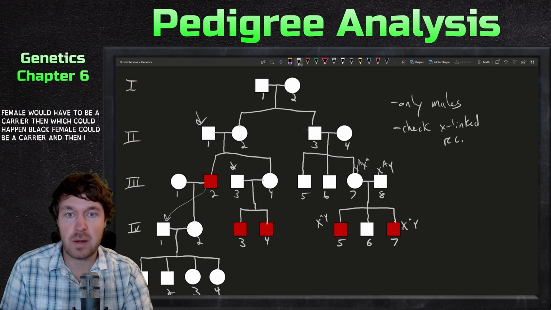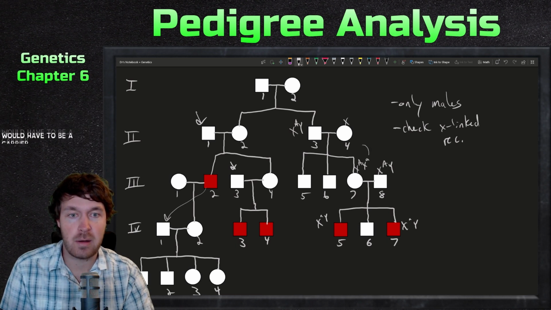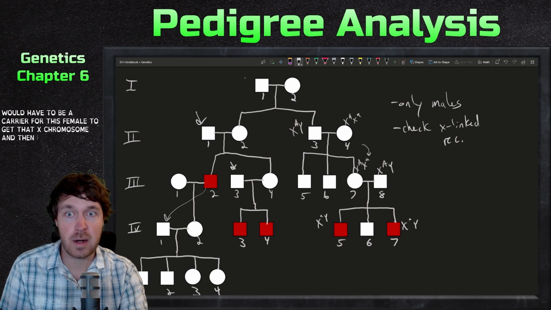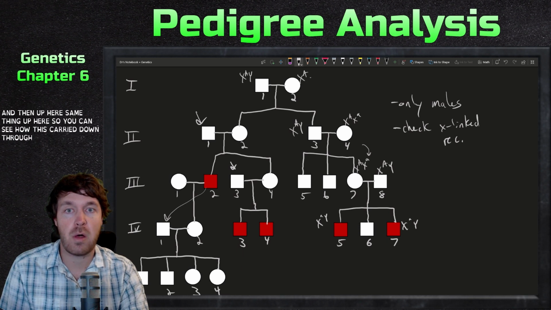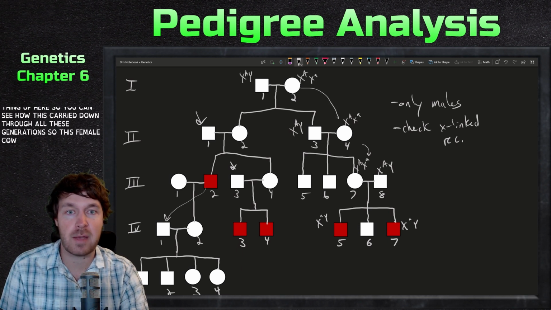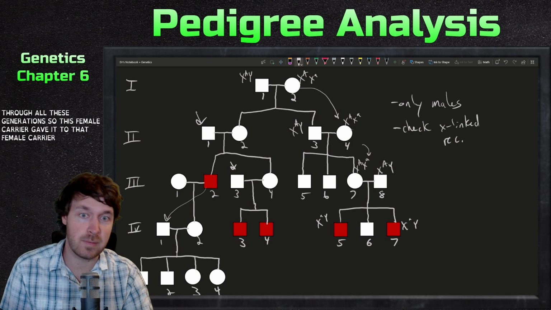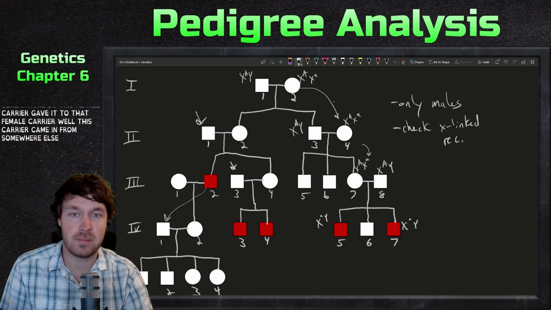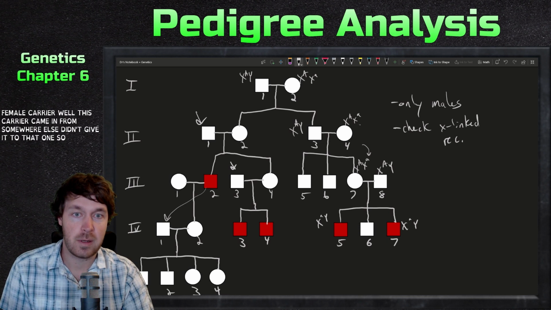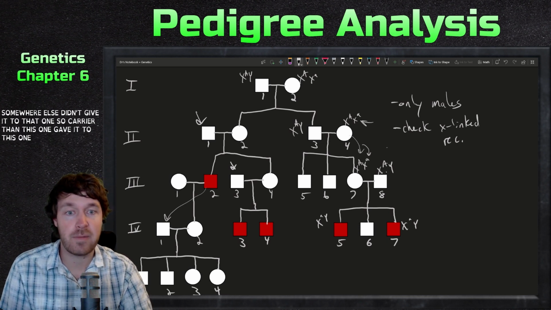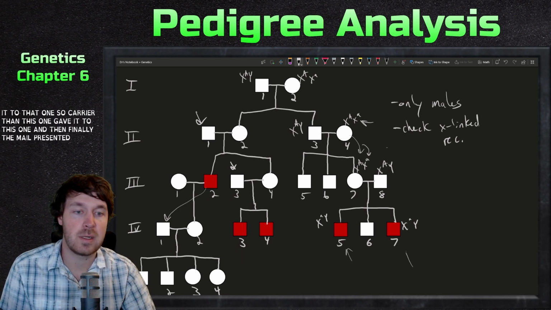And then up here, this male doesn't have it. This female would have to be a carrier for this female to get that X chromosome. And then up here, same thing. So you could see how this carried down through all these generations. This female carrier gave it to that female carrier. This carrier came in from somewhere else, didn't give it to that one. So carrier, then this one gave it to this one, and then finally the male presented it down here.